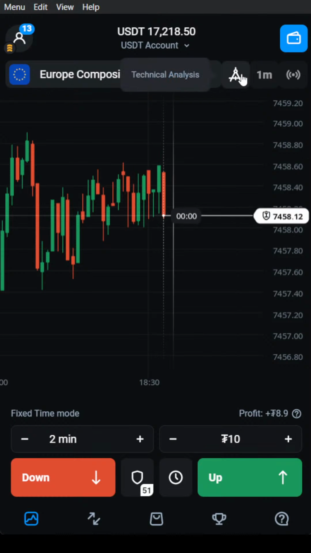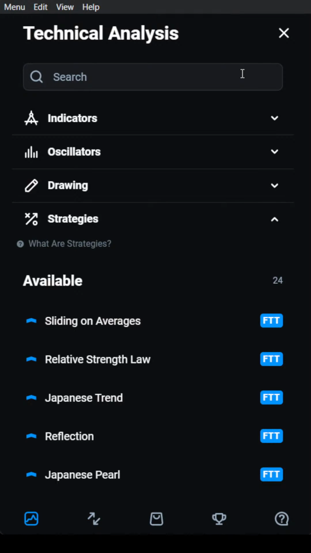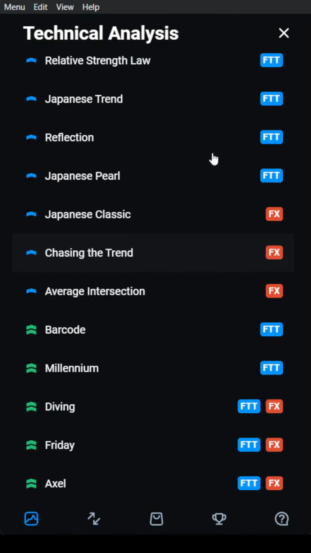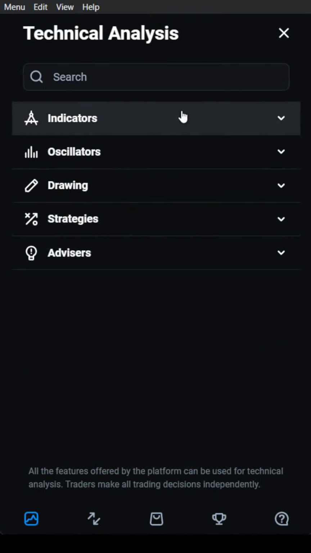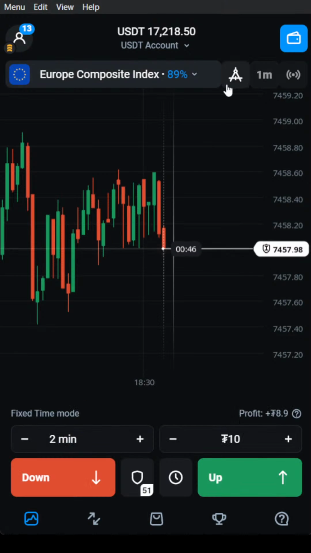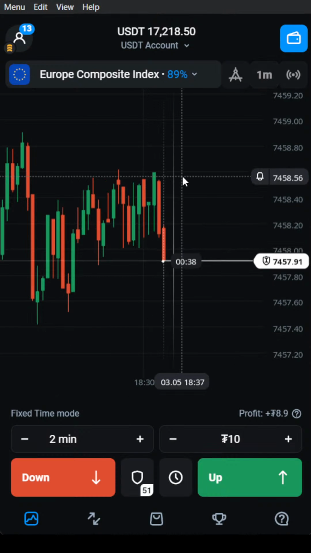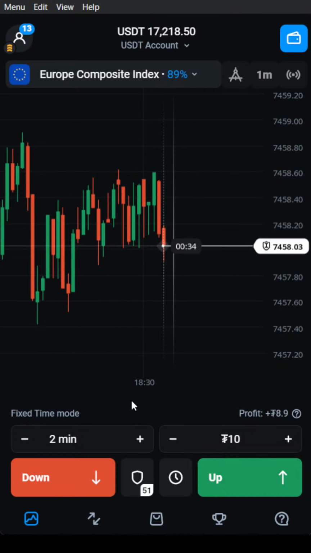Then we have our technical analysis section. We all know that any indicator, oscillator, or strategy is something that we find in the technical analysis section. So you will find the list of strategies, the list of indicators, all of that in this capital A kind of symbol, which is the technical analysis. Then we have a graph time frame. We have a graph where I use Japanese candlesticks because that is the most comfortable one for me.